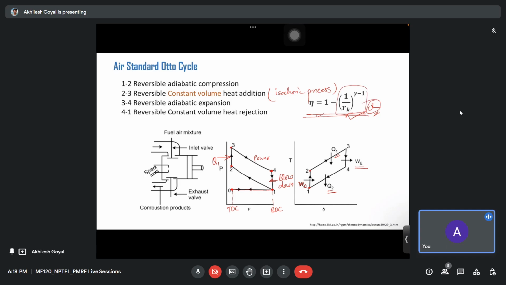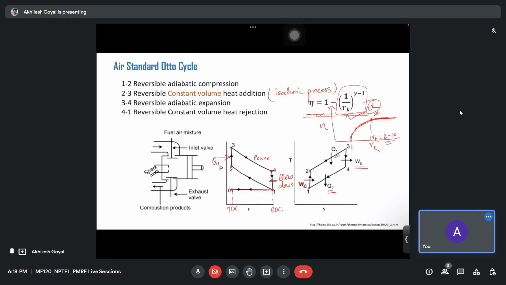So if we plot the efficiency with respect to RK, the compression ratio, we can see this will vary like this. Initially if we increase the compression ratio, the efficiency will increase highly, but at some value of RK, this increment in efficiency will be very less. This value of RK will be around 8 to 10.